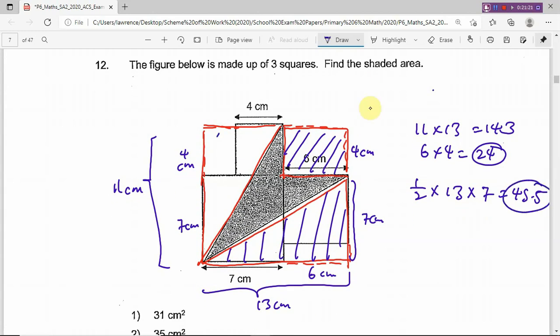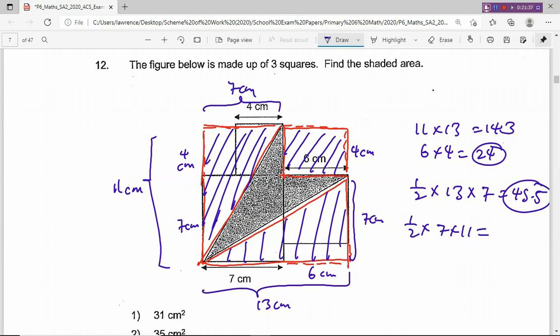And then how about this triangle? Same thing. You take half again times base. The base is 7. Okay, from here to here is 7, right? And the height is 11. So 7 times 11, then divide by 2, and you will get 38.5.